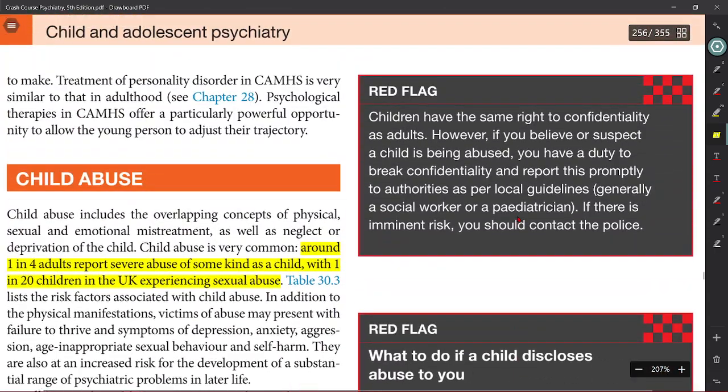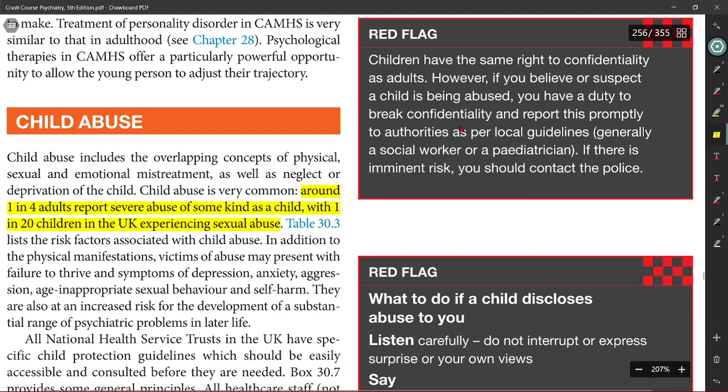Okay, here we have a red flag. Children have the same right to confidentiality as adults. However, if you believe or suspect a child is being abused, you have a duty to break confidentiality and report this promptly to authorities, as per local guidelines, generally a social worker or a pediatrician. If there is imminent risk, you should contact the police.